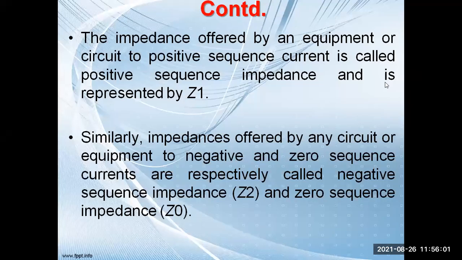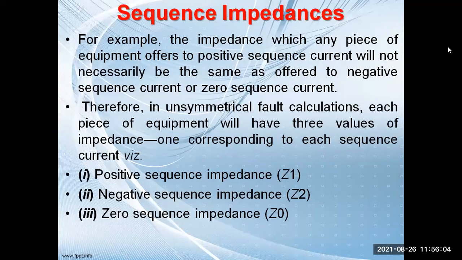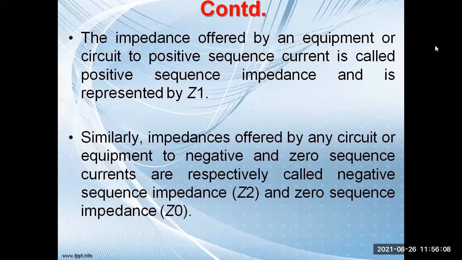So there is the existence of these three sequence impedances. The impedance offered by an equipment or circuit to positive sequence current is called the positive sequence impedance and is represented by Z1. Similarly, the impedances offered by any circuit or equipment to negative and zero sequence currents are respectively called the negative sequence impedance Z2 and the zero sequence impedance Z0.